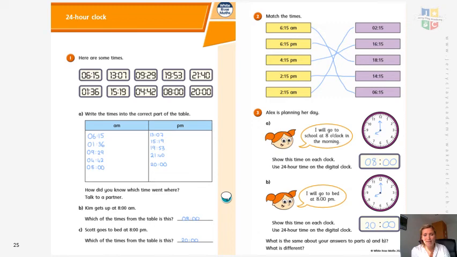Scott goes to bed at 8 p.m. So remember, if it's 8 p.m. we add 12 to the 8, so we get 20. So you can find that time in there as well.